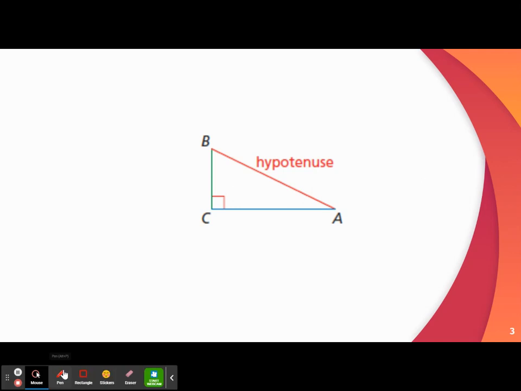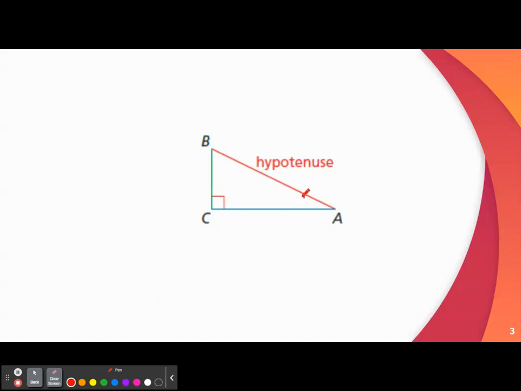So first thing, see this triangle on your paper? First thing I need you to do is label the hypotenuse. The hypotenuse is always the hypotenuse. It's never going to change depending on which angle you look at. So just label that as your hypotenuse. However, your opposite and adjacent side is going to be different depending on which angle you're looking at.